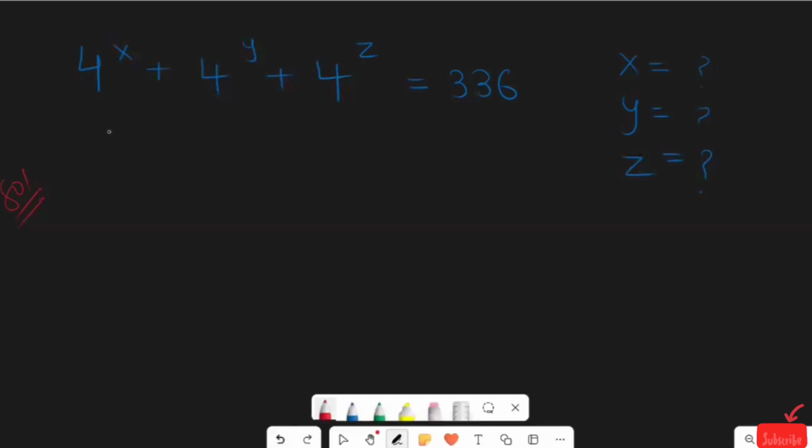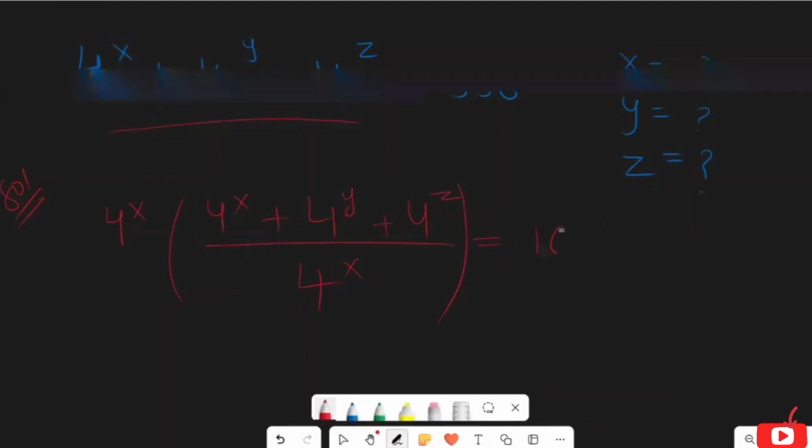In the first step, I am going to multiply and divide this whole expression by 4 to the power of x. So 4 to the power of x, bracket, 4 to the power of x plus 4 to the power of y plus 4 to the power of z, over 4 to the power of x, is equal to 336. I am going to split this in this form: 16 times 21 gives us 336.